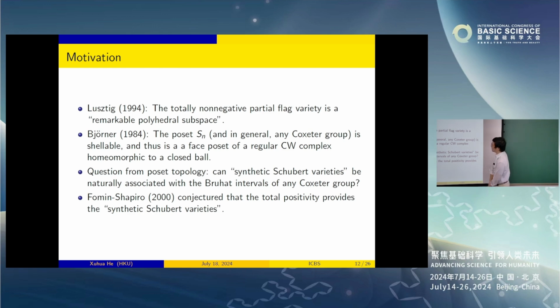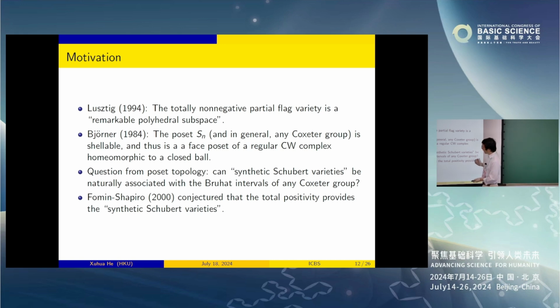Another motivation comes from poset topology. Björner, in 1984, showed that this poset, the partially ordered set of S_n, and in general any Coxeter group, is shellable. Shellable is a remarkable combinatorial property. It's a bit technical, so I will not explain the precise definition here.